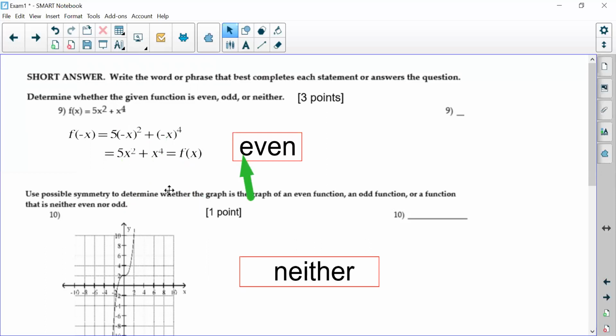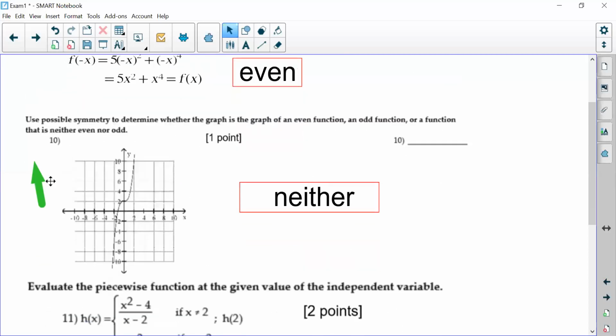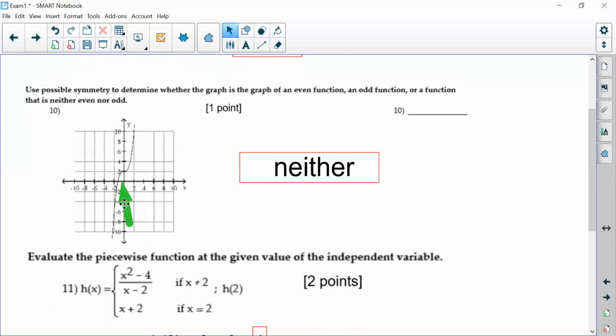So it is even. Replacing x with their opposites and resulting in the same y value means you have an even function. And even functions are symmetrical on the y-axis. Odd functions are symmetrical about the origin. This function is not symmetrical on either one of those things. It's clearly not symmetrical on the y-axis, but the origin, it's not symmetrical either.